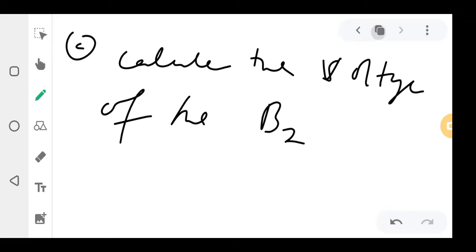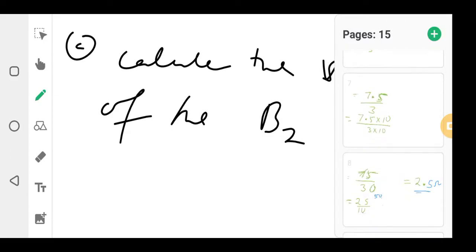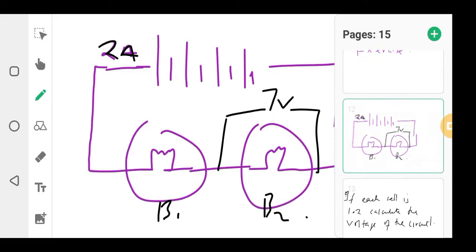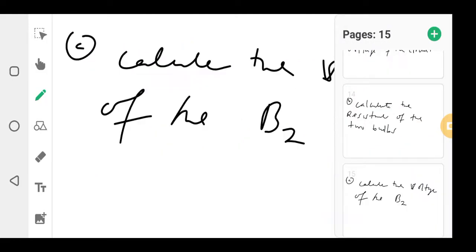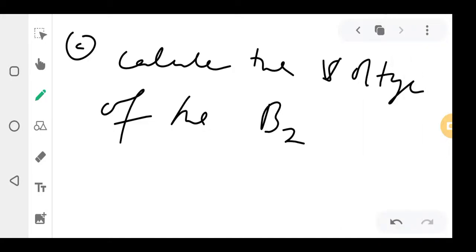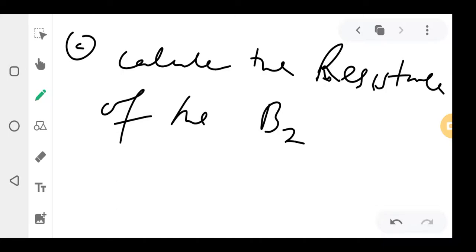I taught you now to calculate bulb 2. So when I'm calculating for bulb 2, the voltage that you're going to use is this one, and the current is the same current passing through that bulb. Okay? 2 and 7. I think I've explained this. By this time you understand. So calculate the resistance, not the voltage. Sorry, I made a mistake there. Calculate the resistance of the B2. The formula for resistance is voltage over current. The voltage is given for B2. The current is the same current that is passing through.